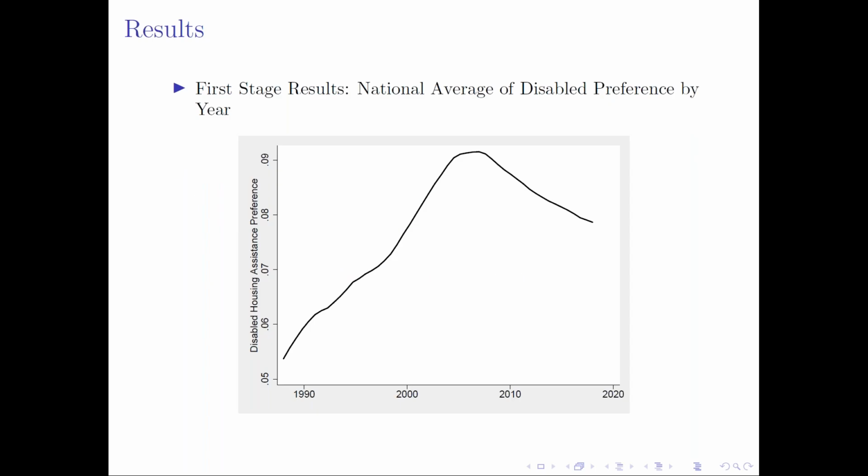For our first stage results, you can see at a national level there's been a pretty substantial increase in this disabled housing assistance preference over time. You can read this as the percentage point increase in likelihood of receiving housing assistance if everything else is the same about you, but you self-reported disability relative to not. Overall, this is about a 7 percentage point increase, or almost a doubling of the likelihood of receiving housing assistance if you're disabled relative to not.